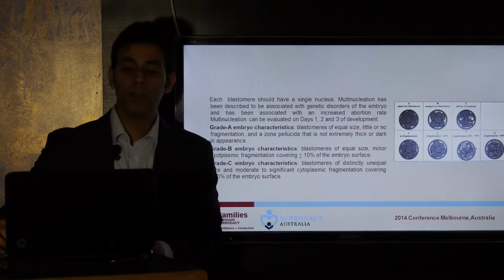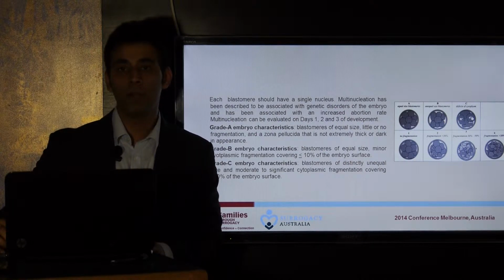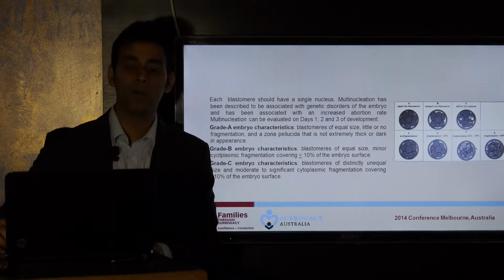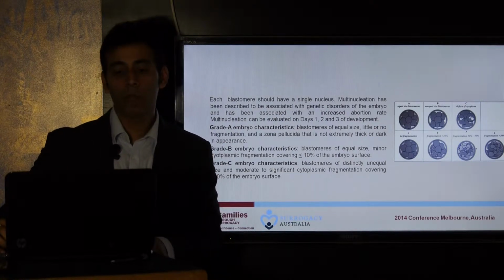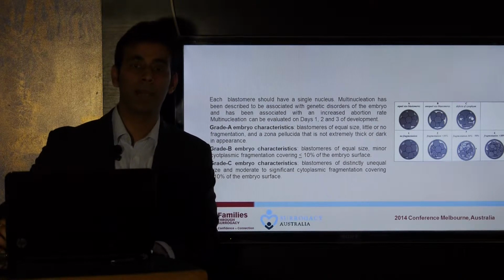The characteristics of a grade A embryo are that the blastomeres should be of equal size, there should be little or no fragmentation, and the zona pellucida should not be extremely thick or dark in appearance.